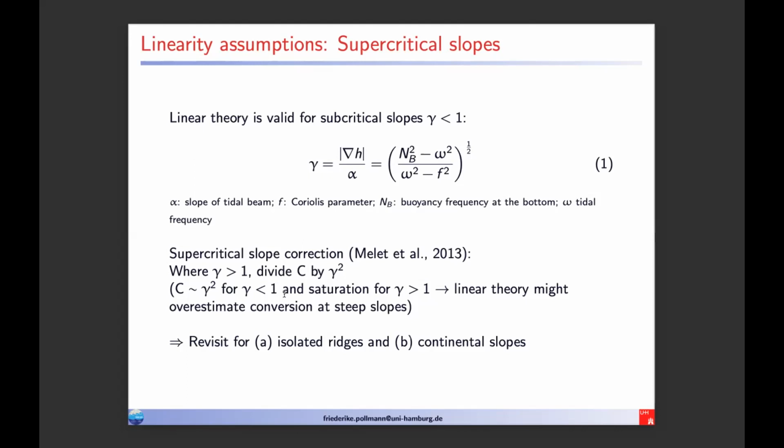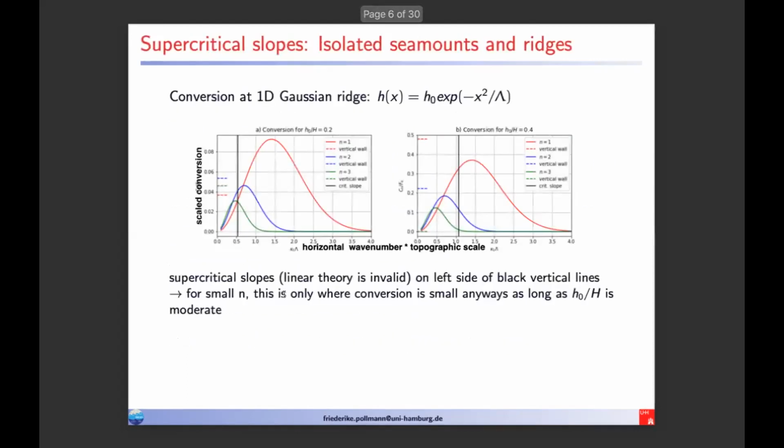What I'd like to do now is revisit this idea for two types of topography. One is representative of the isolated ridges and seamounts we have in the open ocean, and the other case is for continental slopes. So now we consider the conversion at a one-dimensional Gaussian ridge, just as this exponential function. I'm showing the scaled conversion as a function of the horizontal wave number of mode 1 times the topographic scale. Each line represents a different mode.